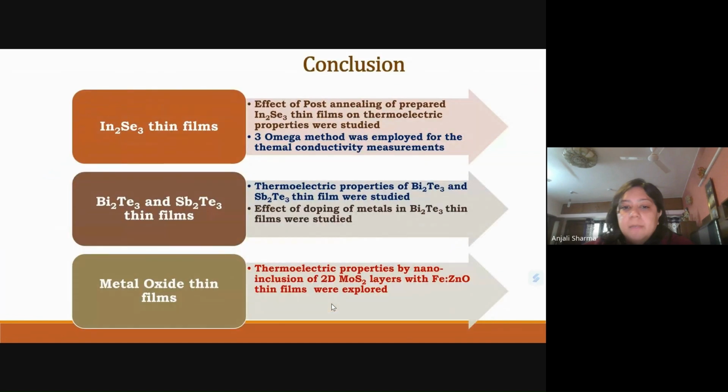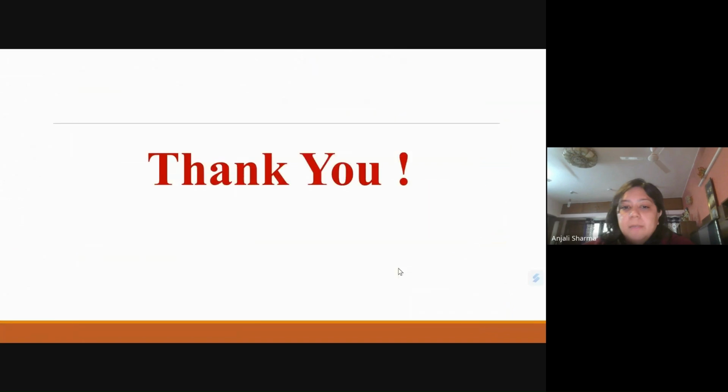substrates. Thin films. So in conclusion, we have studied the indium selenide thin film, bismuth telluride and antimony telluride thin film, and metal oxide thin film for making thermoelectric energy harvesters.